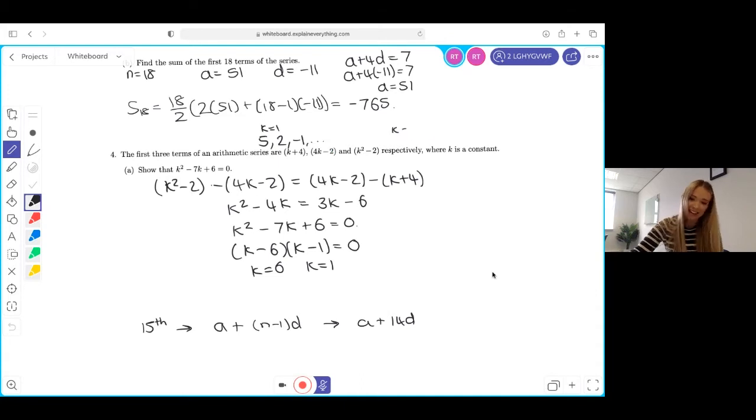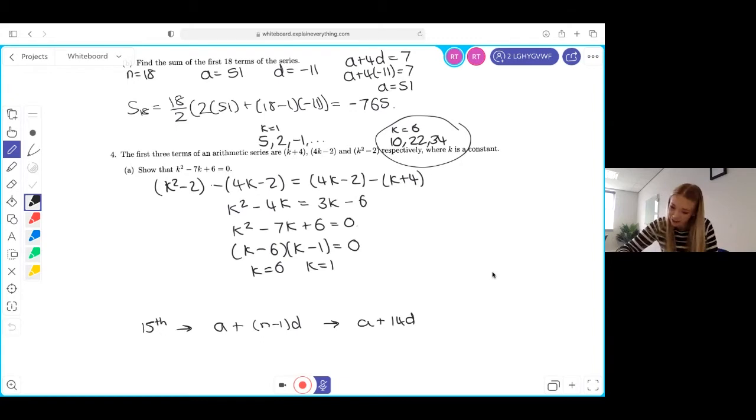However, if k is 6, then my first term of the series would be 10. My second term, if I sub that in, will be 22. And my third term there will be 34. So given that the common difference of the series is positive, so this series is increasing, then we want to find the 15th term. So we'd know that we have to use our k equals 6 for this one. And we've got our first 3 terms, 10, 22, and 34.